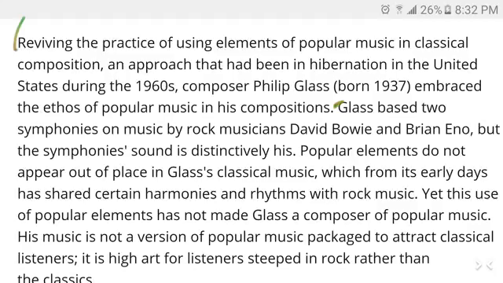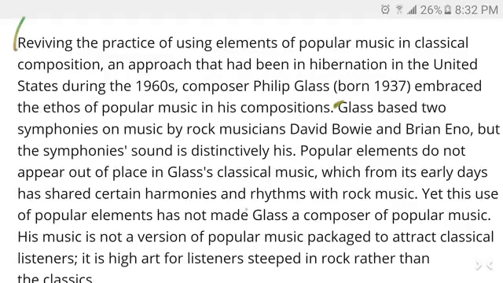Reviving the practice of using elements of popular music in classical composition, an approach that had been in hibernation in the United States during the 1960s, composer Philip Glass embraced the ethos of popular music in his composition. Ooh, that's a really long sentence. I'm sure some of you have lost the meaning from the beginning. You started reading, you understood some part of it, and then it's difficult to keep this in your head. So how can you quickly understand this sentence?